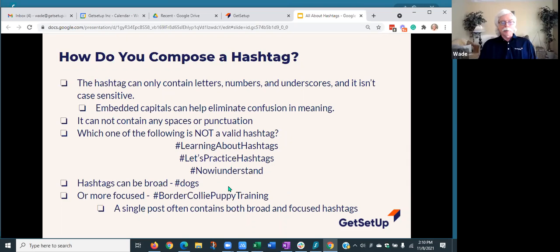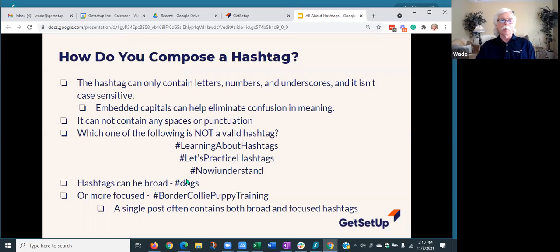Another thing about hashtags and how people use them is you could have a very broad hashtag, something like hashtag dog, that probably would have millions and millions of posts associated with it. Sometimes you want to post things to a really broad hashtag or research things on a very broad hashtag. There are other times you may want to be more focused. So you might have a hashtag border collie puppy training. Again, both are valid hashtags.